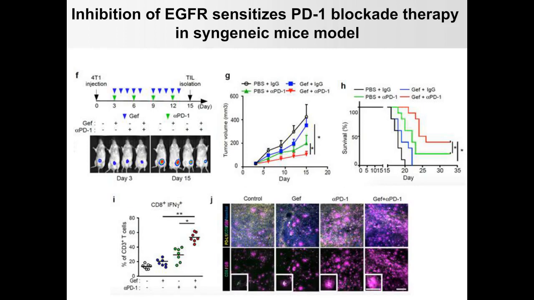And we found that the combination of these two therapies significantly reduced the tumor growth of the 4T1 mouse cells. And this increased mouse survival by about 20% by combining these two therapies.